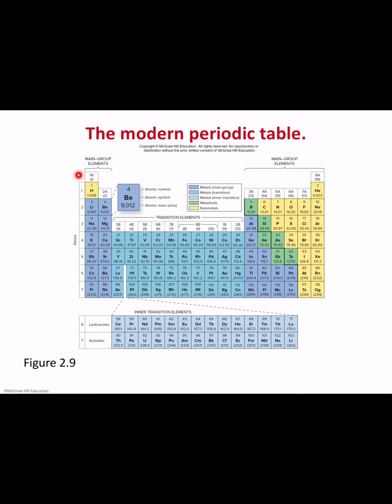So these are columns and we call them groups, and these rows are labeled as periods. So how many periods are there in the periodic table? Period 1, 2, 3, 4, 5, 6, 7. So there are 7 periods in the periodic table.